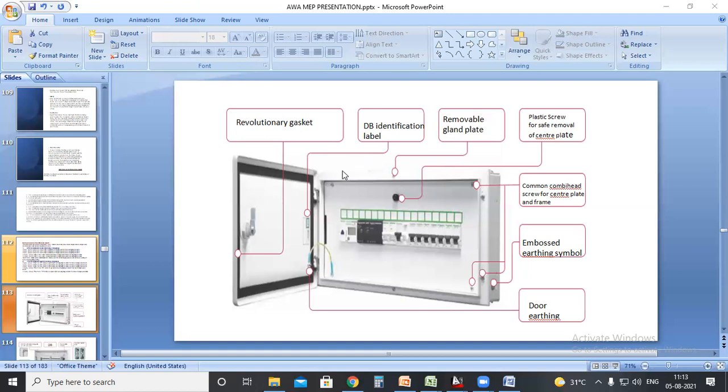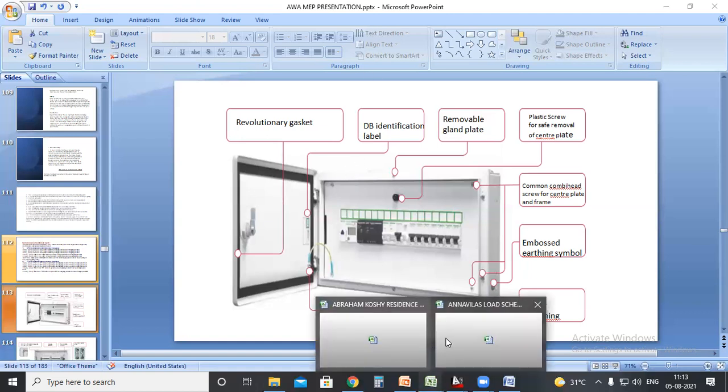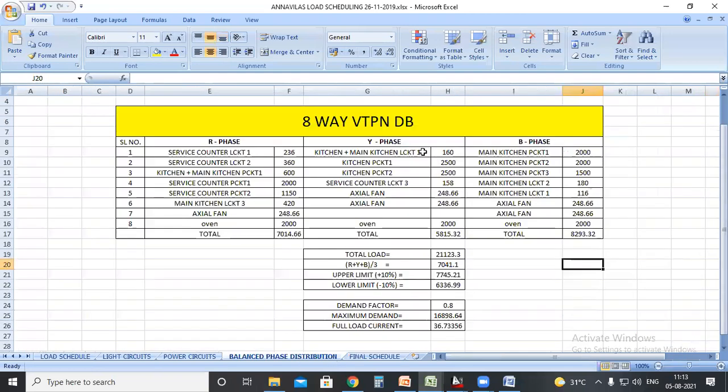So the next one is triple pole neutral. As I told you before, in the load schedule selection, observe the name. This one is an 8-way VTPN DB. So we have discussed the SPN DB, and now we are going to discuss the TPN DB. So what is a TPN DB?